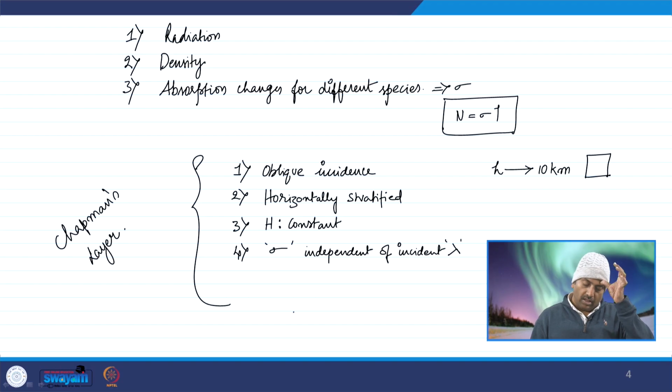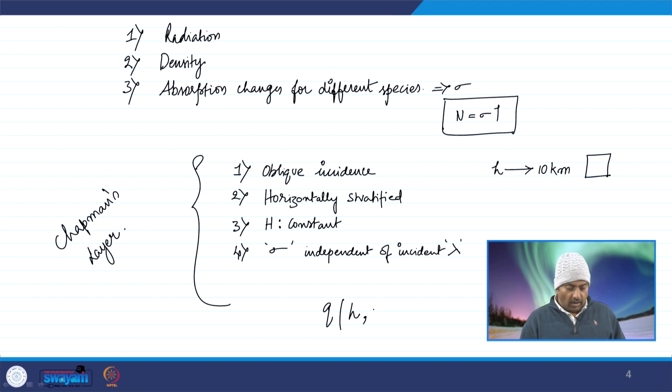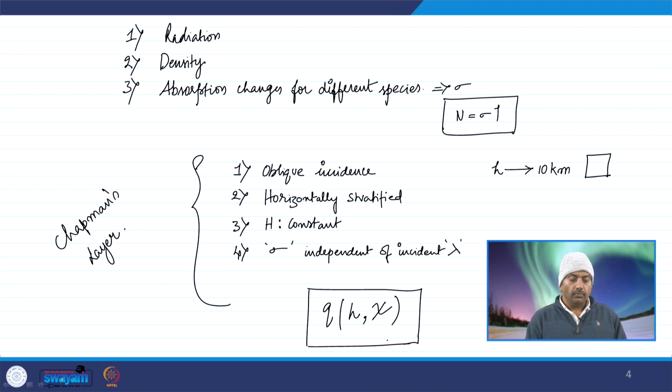So, Chapman's theory provides the rate of production Q for an atmosphere which is obeying these 4 conditions as a function of altitude, let us say, which is h, and solar zenith angle chi. This is the basic objective of the Chapman's theory of layer production. So, right. So, what is solar zenith angle? Solar zenith angle is the angle at which solar radiation is incident into the Earth's atmosphere.